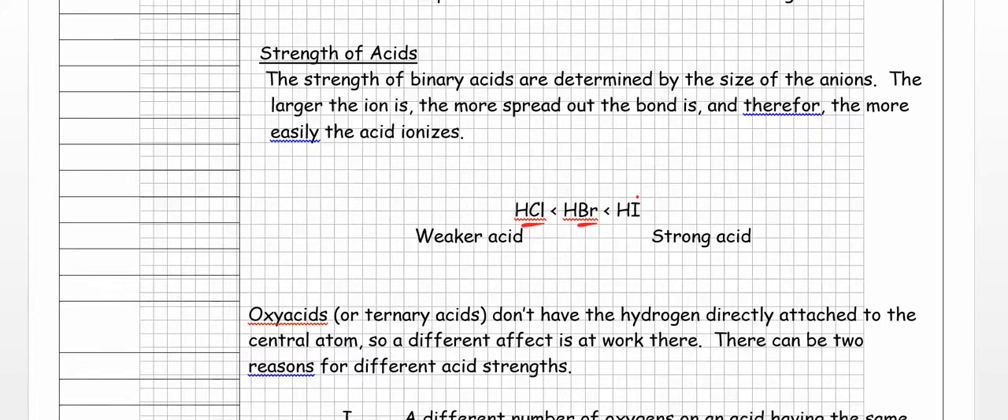So if that's the case, what would hydrofluoric acid be? Let me ask that question. What would hydrofluoric acid be? Well, fluorine is extremely electronegative. It's not going to allow that hydrogen to go anywhere, right? So hydrofluoric acid is a very weak acid, just like that, all right? Okay, hope that makes sense.